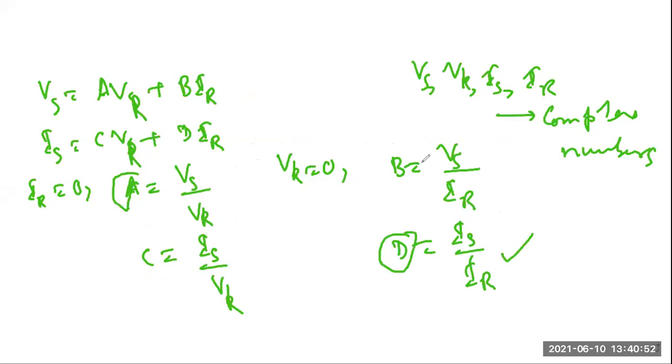Whereas B is Vs by IR, so basically voltage by current. This will be in ohms. Similarly, C is Is by VR, current by voltage, which is Siemens. So that means B and C have units: the unit of B will be ohm and the unit of C will be Siemens.